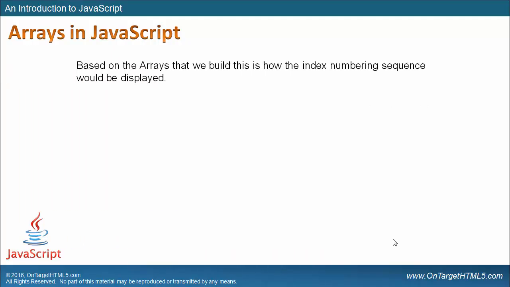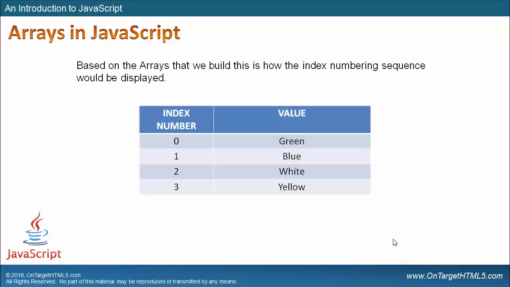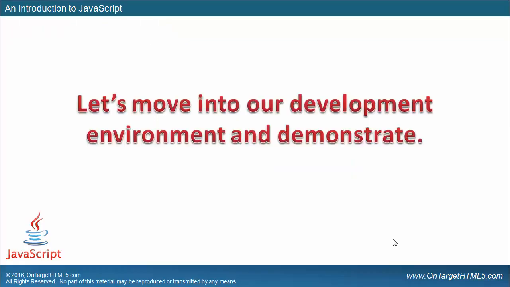Based on the arrays that we build, this is how the index numbering sequence would be displayed. And this is based on the examples that we just looked at. So we'd have an index number of 0 would be green, 1 would be blue, 2 would be white, 3 would be yellow. And that's based on the two examples we looked at as we built those arrays in the presentation. All right, so now let's move into our development environment and demonstrate what we talked about.